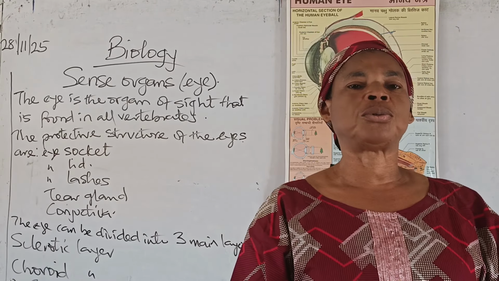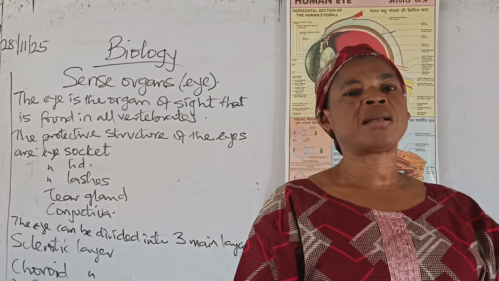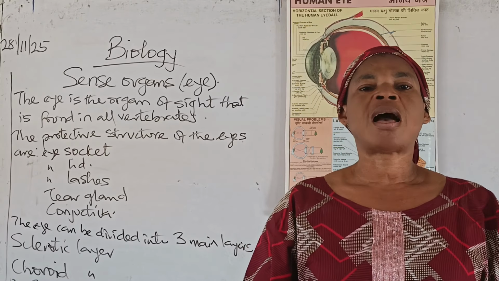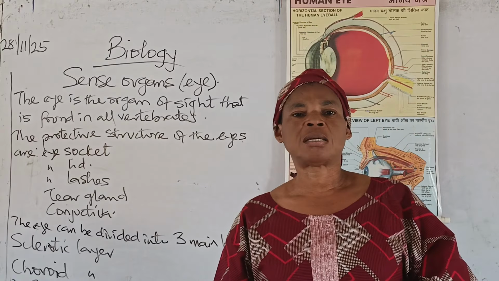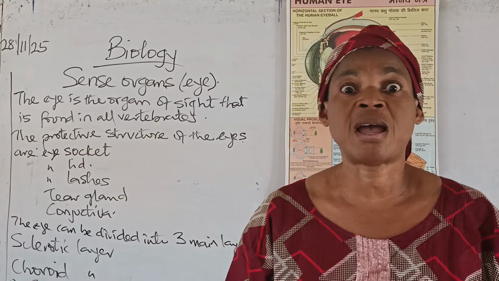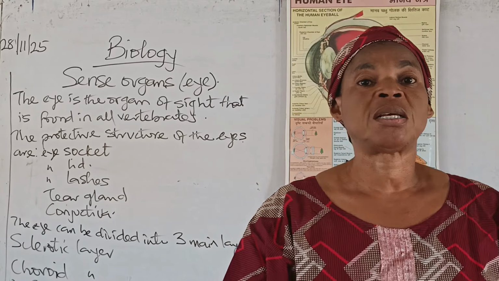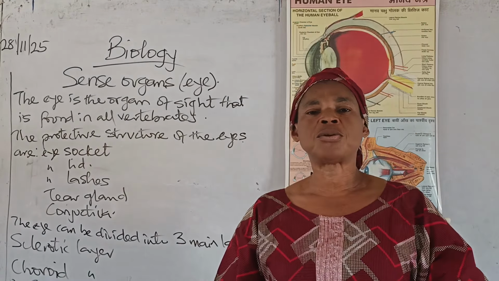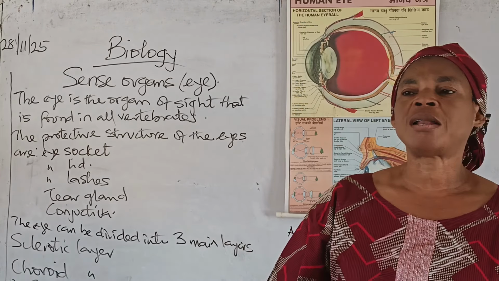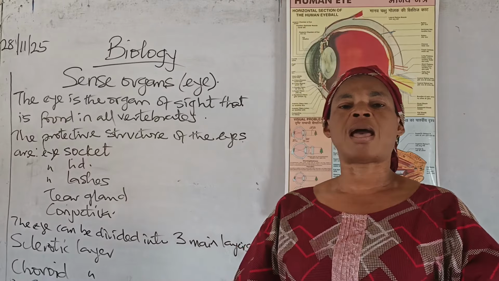The eye can be divided into 3 main parts. We have the sclerotic layer, the choroid layer, and the retina. The sclerotic layer is the white part of the eye. If you look at my eye very well, that white part is part of the sclerotic layer. It gives shape to the eye, and also protects the eye.